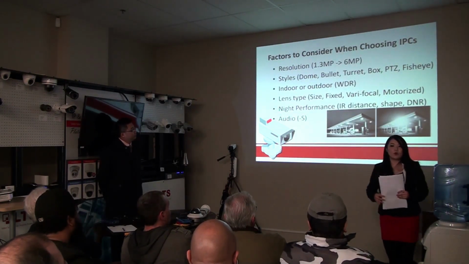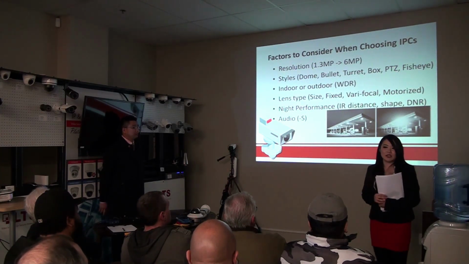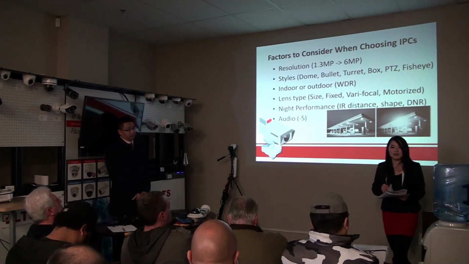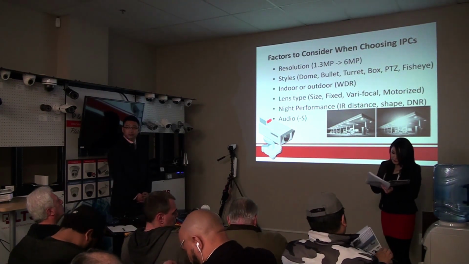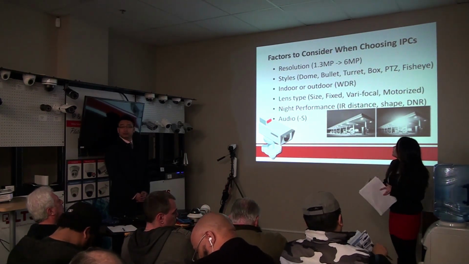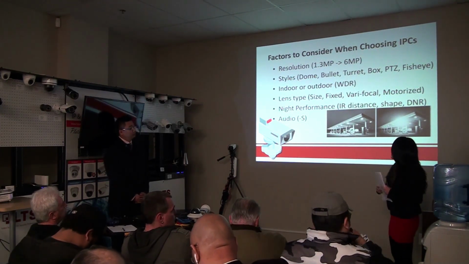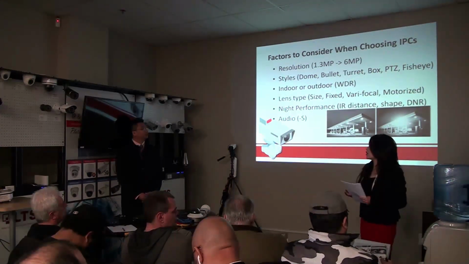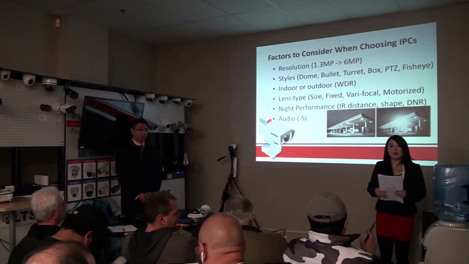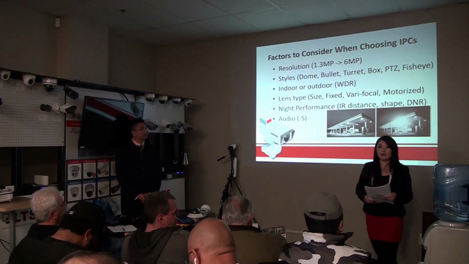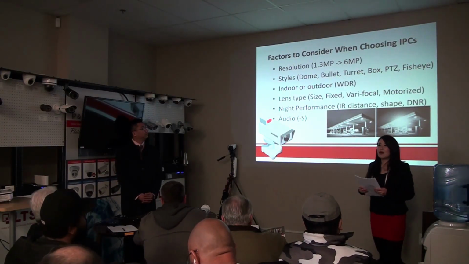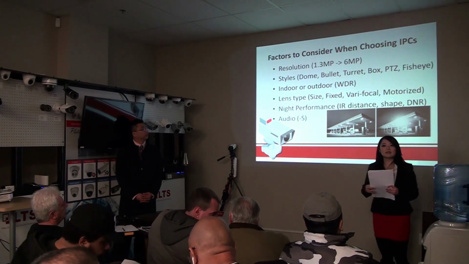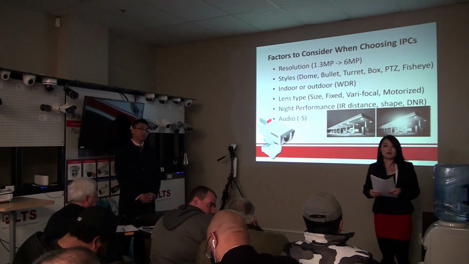So when making the quotes, you'll be thinking about what camera should I choose. If you turn your catalog to page 10 and 11, you can find the LTS Platinum Series IP cameras. We need to consider these factors when choosing cameras. First one is the resolution, like how clear your customer wants to see in the picture. LTS IP cameras offer resolution from 1.3 megapixel all the way to 6 megapixel. Also, we have different styles: dome cameras, bullet, turret, box, PTZ camera, and also fisheye cameras coming in soon.